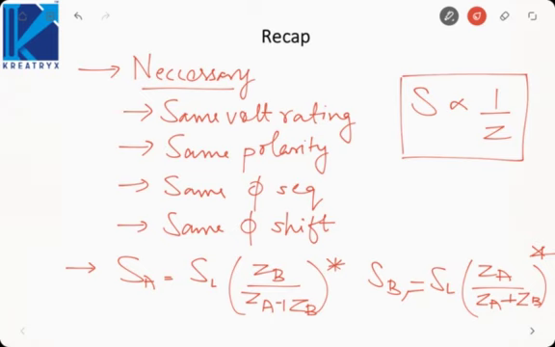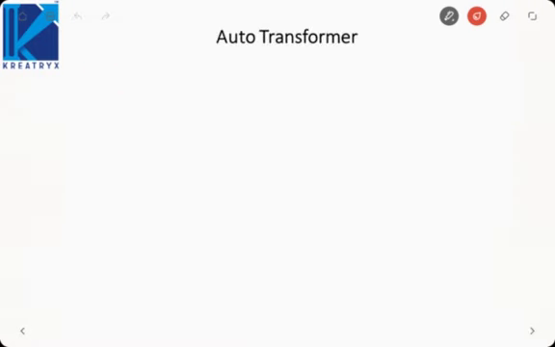So in this lecture we will be covering one other type of transformer, called the auto transformer. Please do not confuse the definition with a transformer that is used in an auto. I have heard many students say that auto transformer means the transformer used in an auto. It is not like that. Auto transformer is a special type of transformer in which the primary and secondary windings are not isolated from each other.